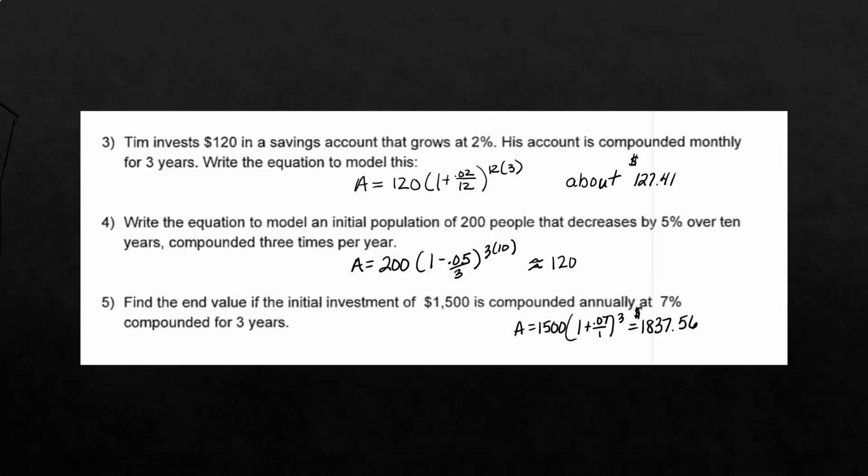And you really can't compound when it decreases. So we're going to let go of 4. 4 is not legit. 5, it's compounded annually, so it's once. A equals 1,500 times the quantity of 1 plus 7/100 over 1 to the third power. That's about $1,837.56.